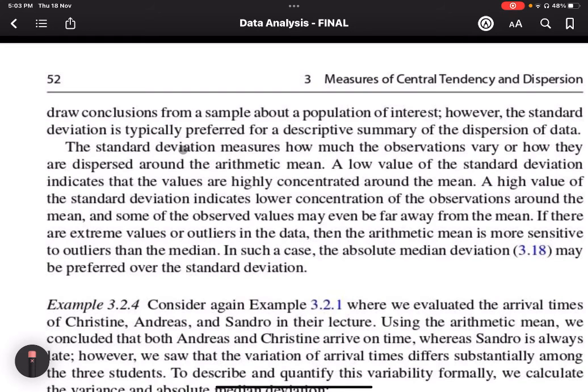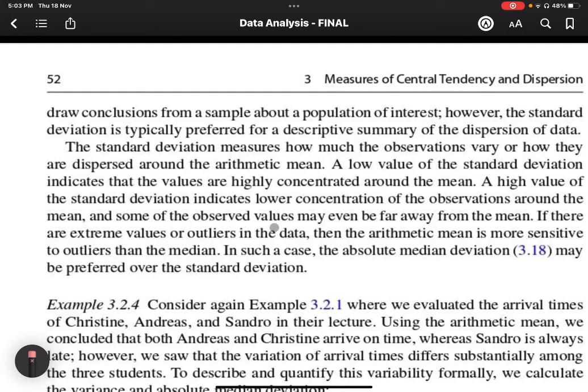Gamit ng standard deviation, the standard deviation measures how much the observations vary or how they are dispersed around the arithmetic mean. So, a low value of standard deviation indicates that the values are highly concentrated around the mean. Sabihin, magkakalapit sila sa gitna. A high value of the standard deviation indicates lower concentration. So, medyo malayo sila sa mean, malayo sa gitna.